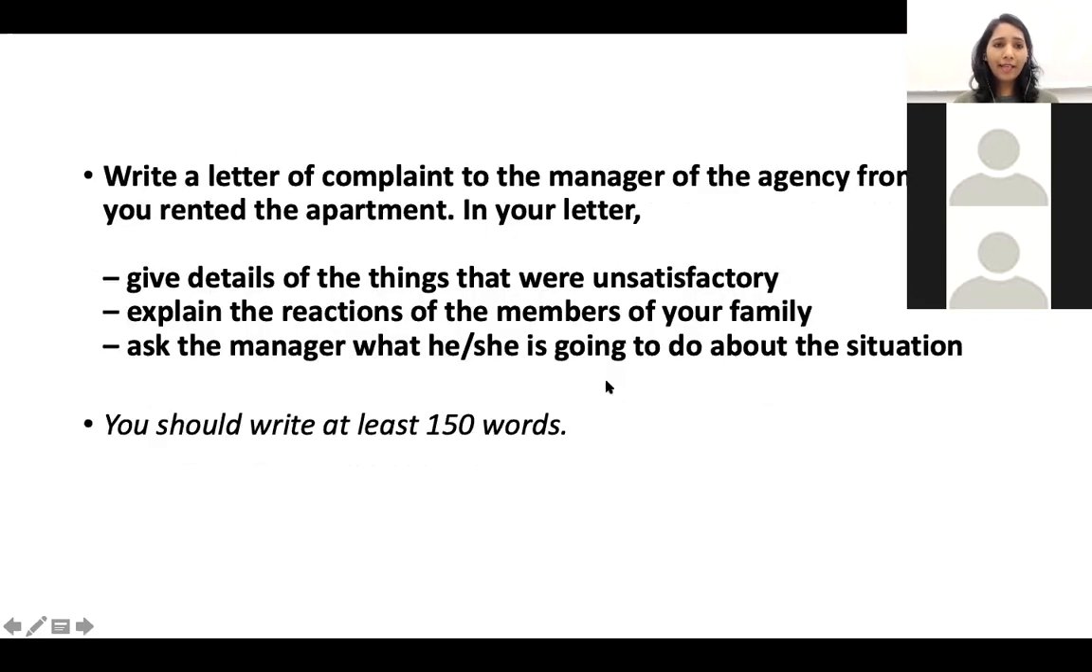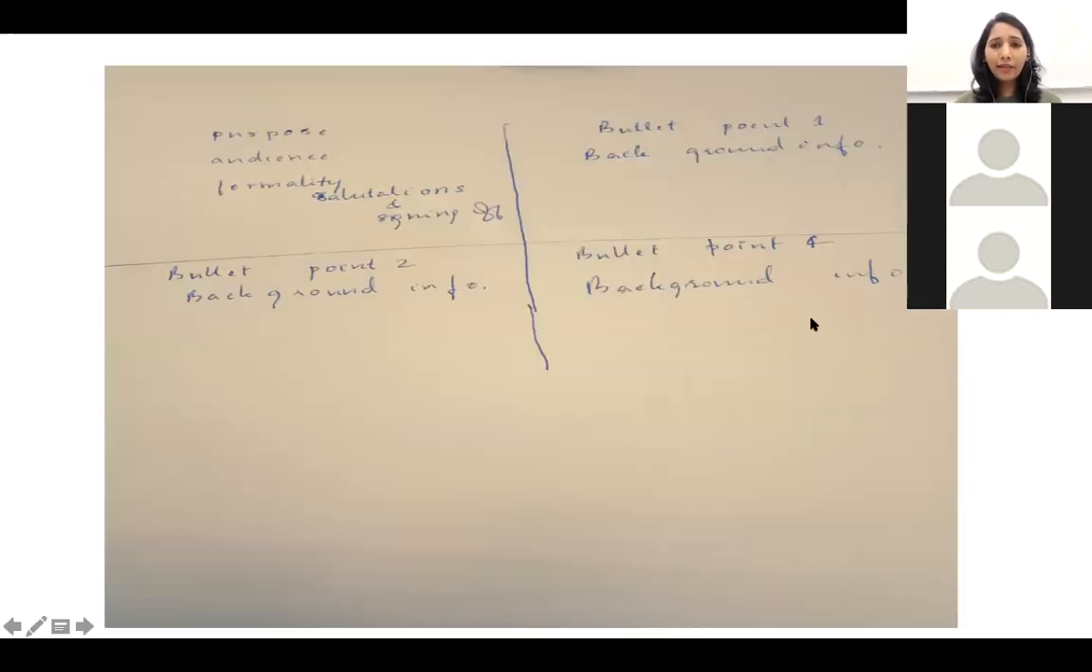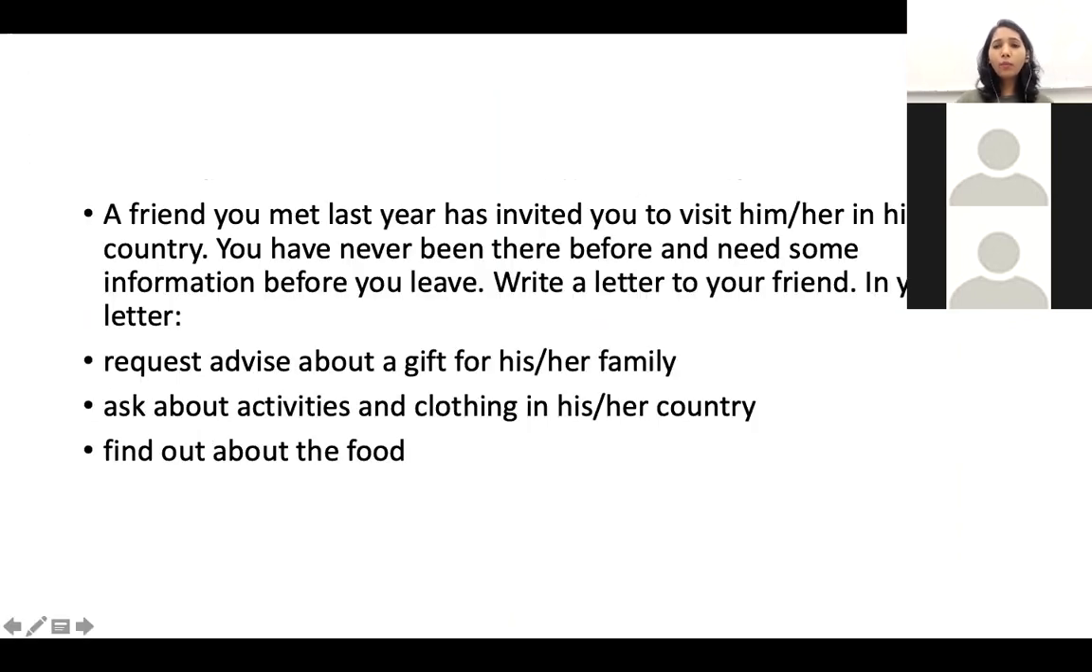The second step to your planning is this second grid. Here, you make a plan for your bullet point one. What is my bullet point one, and what is the background info? When I say background info, it needs you to make some story up by yourself. Suppose this was the one that we did before. Look at the first bullet point. What does it say? Request advice about a gift for his or her family.